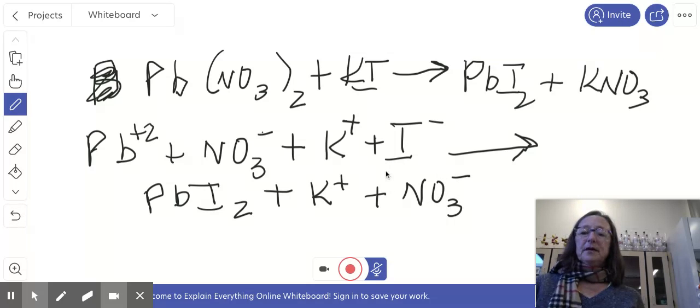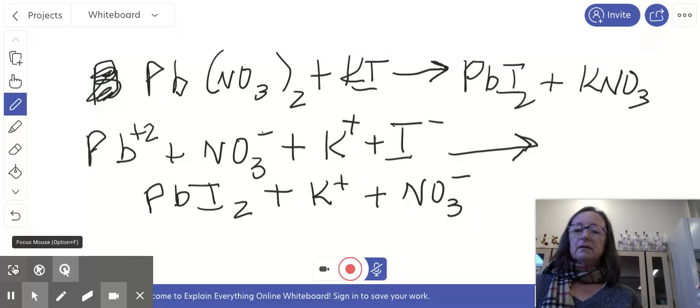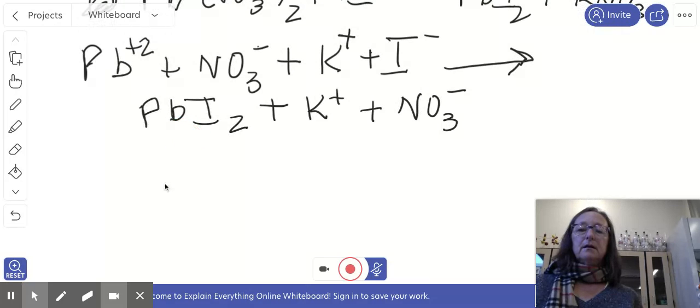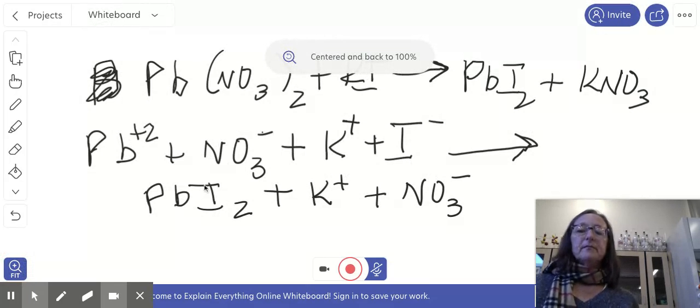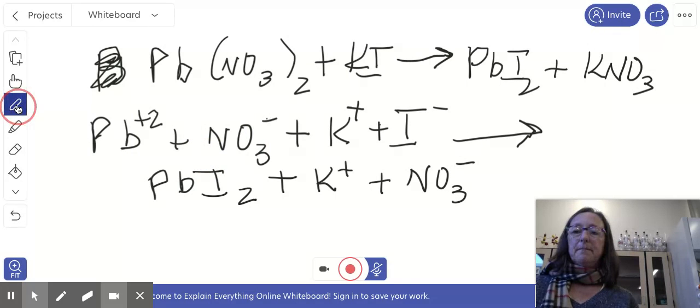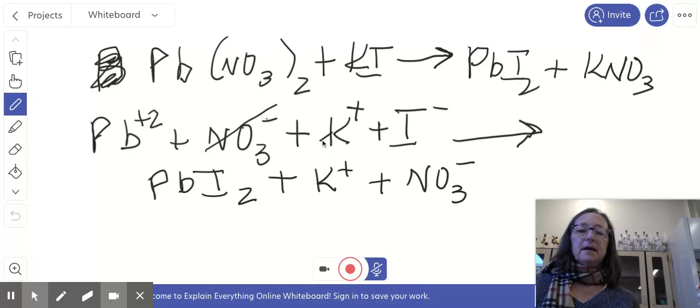So now this just becomes like a simple algebra question, right? We literally just take the ions that are the same on either side and cross them out. So we're going to get rid of the NO3-, and the K+, because we find those on both sides.